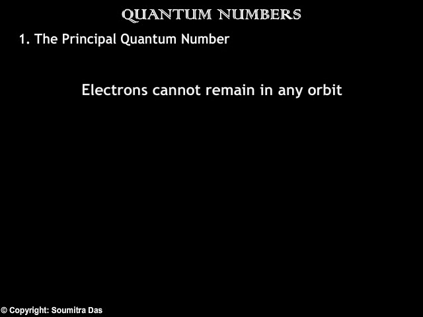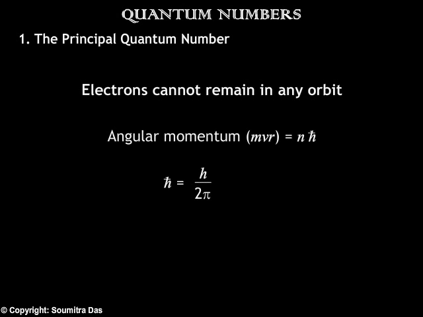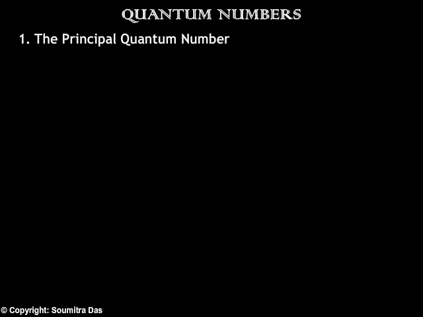assumed that electrons cannot remain in any orbit around the nucleus, but only some quantum selected orbits were chosen such that the angular momentum is an integral multiple of h bar, where h bar is h divided by 2 pi, where n is the principal quantum number, which has the following features.